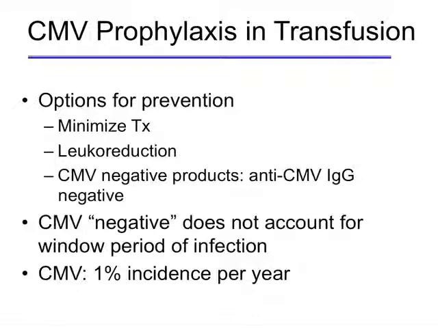And the reason that CMV negative products do not represent 100% risk reduction is that CMV negative does not account for a window period of infection in the donor. And a small percentage of people who test CMV negative have recently acquired CMV and actually have the virus even though their test is currently negative.